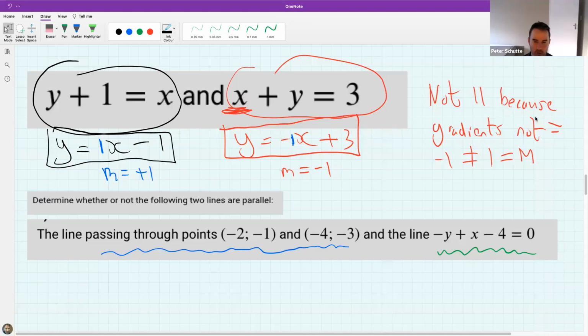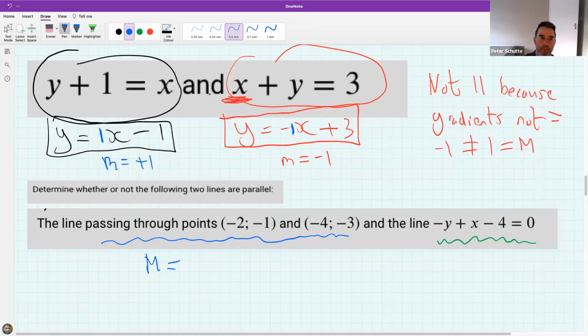Yes, Leseko has said for the green one, make Y the subject of the formula. And then Mbadi has said for the blue one, find the gradient of the blue line. Because all you need is the gradient of this one and the gradient of the green one. So find the gradient of the blue one, and for the green one, make Y the subject of the formula, and then you should be on your way.